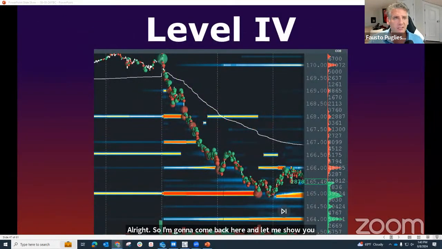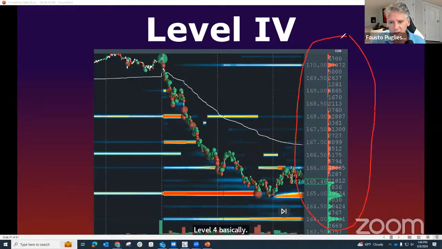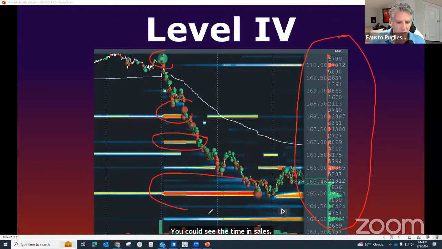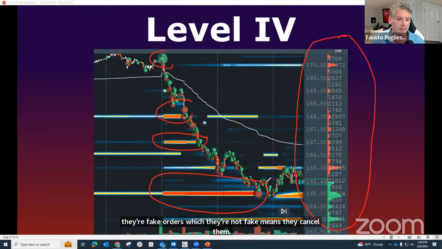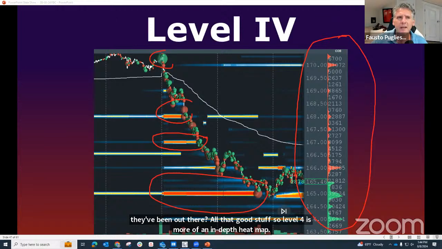Level 4 basically is everything level 3 has, which is right here. But now you're watching on a heat map. You can see the time and sales. You can see if orders are getting filled. If they're fake orders, which they're not fake, it means they cancel them. Are they canceling? Are they getting executed? How long have they been out there? All that good stuff. So level 4 is more of an in-depth heat map. Does anyone here have Thinkorswim? Anybody here have Thinkorswim?